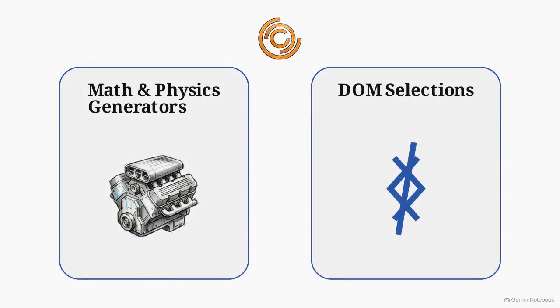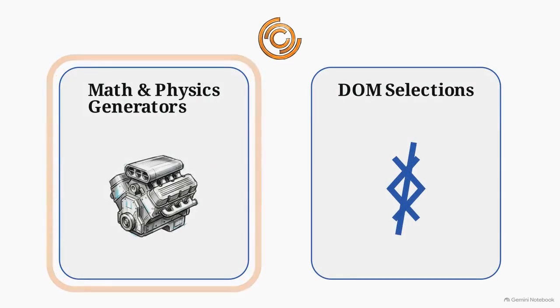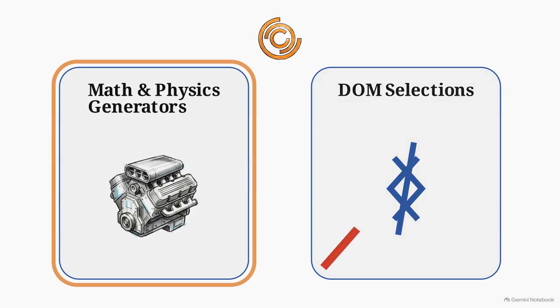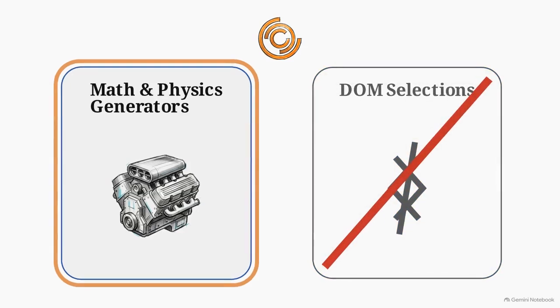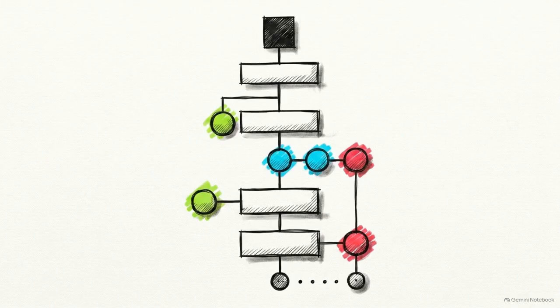This architecture map illustrates the actual structure of D3. Its true power lies in its mathematical generator modules, not its DOM selection methods. We keep the math and discard the DOM manipulation. React already has a native mechanism for element lifecycles.